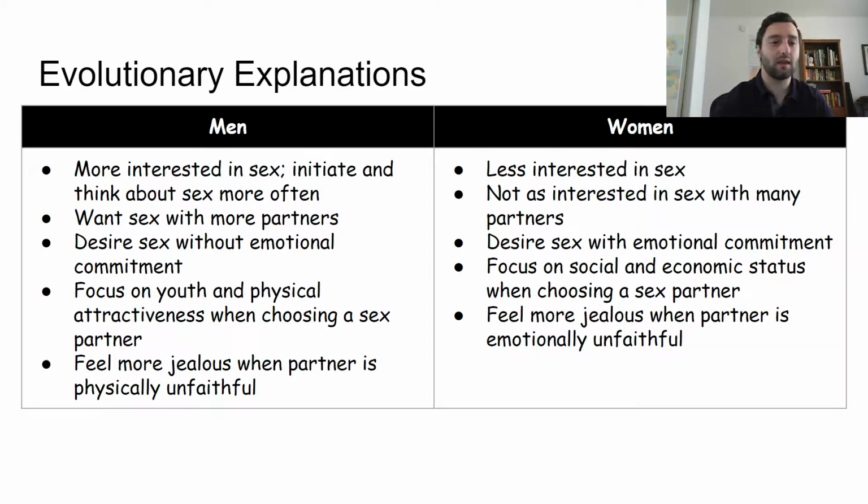When picking a sex partner, men are more likely to focus on youth and physical attractiveness, and women are more likely to focus on social and economic status. And then lastly, men feel more jealous when the partner is physically unfaithful, where women feel more jealous when the partner is emotionally unfaithful. Now, again, these are all general patterns that we tend to see in men and women. There could obviously be social influences as well as evolutionary influences. These are just generalities that we expect to see or we have seen in people.